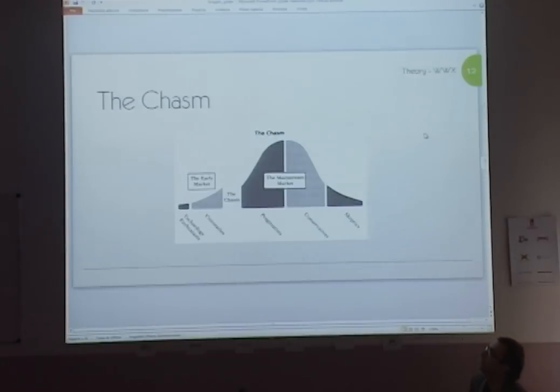And also part of the theory is that between the early market and the mainstream market, it doesn't just go easily. There's a break between them. If you want the technology to go to the mainstream market, you have to make a jump and do a lot of work. It's very, very different.